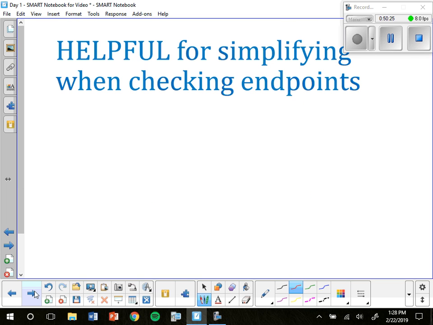So we just did something that I want to write down so that you remember that you can do this. This is so helpful for simplifying when checking endpoints. It's the property that a to the n times b to the n is a times b all to the n. So these are powers. That's what you did.